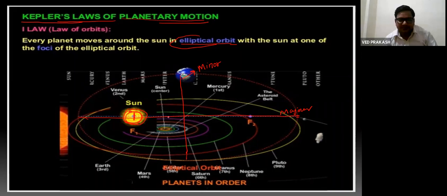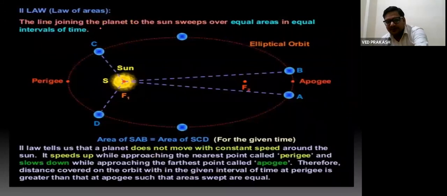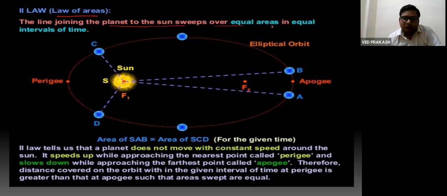Not only Earth, even all planets revolve around the sun in different elliptical paths. Second law, the law of area. It states that the line joining the planet to the sun sweeps over equal area in equal interval of time. What does it mean? Equal area in equal interval of time.